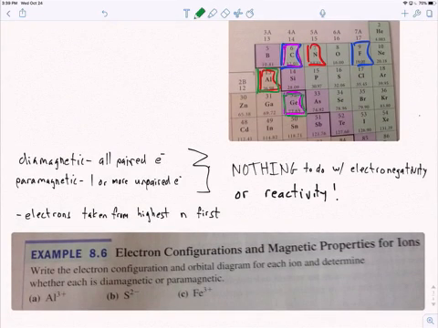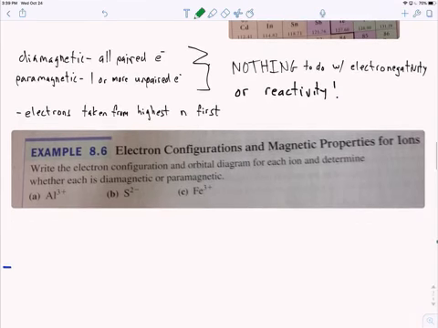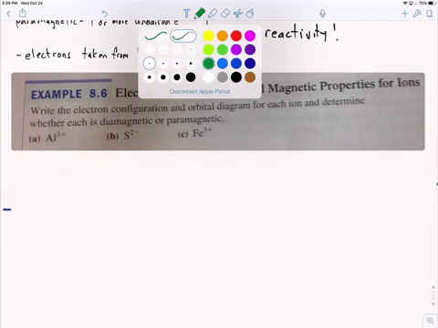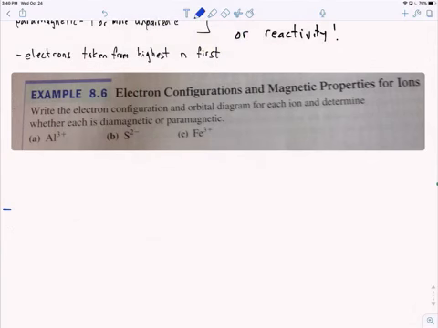Okay, I've already mentioned these two things, diamagnetic and paramagnetic. They have nothing to do with electronegativity or reactivity, the ability to draw electrons, or reactivity. That's just an atomic-only property. And electrons are taken from the highest n first. So let me illustrate that now. Write the electronic configuration for each ion and determine whether it's diamagnetic or paramagnetic.